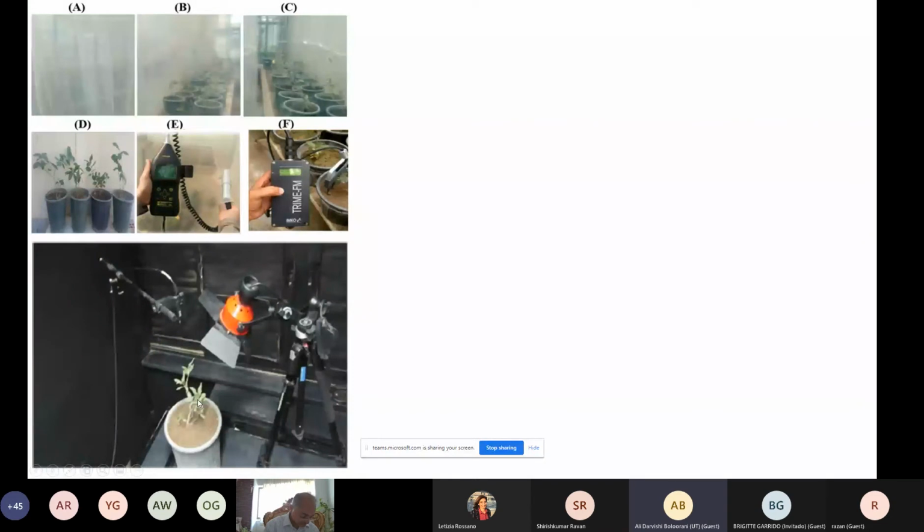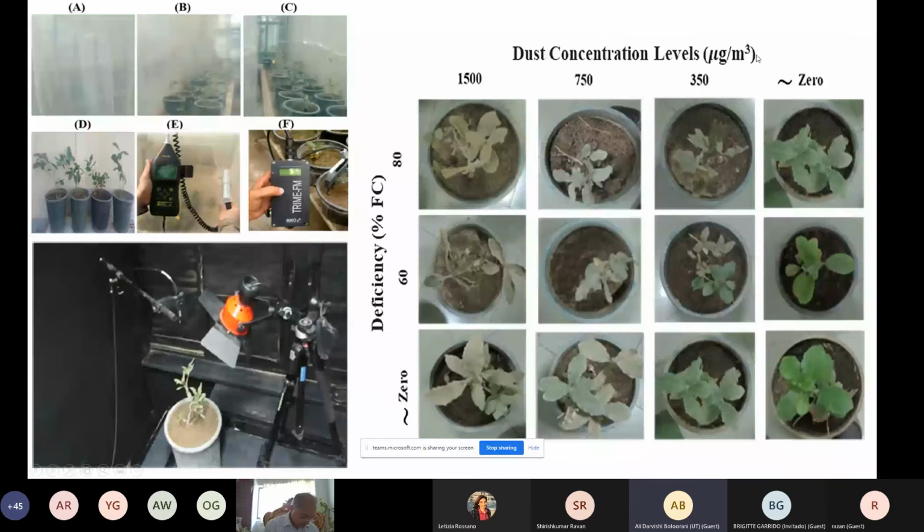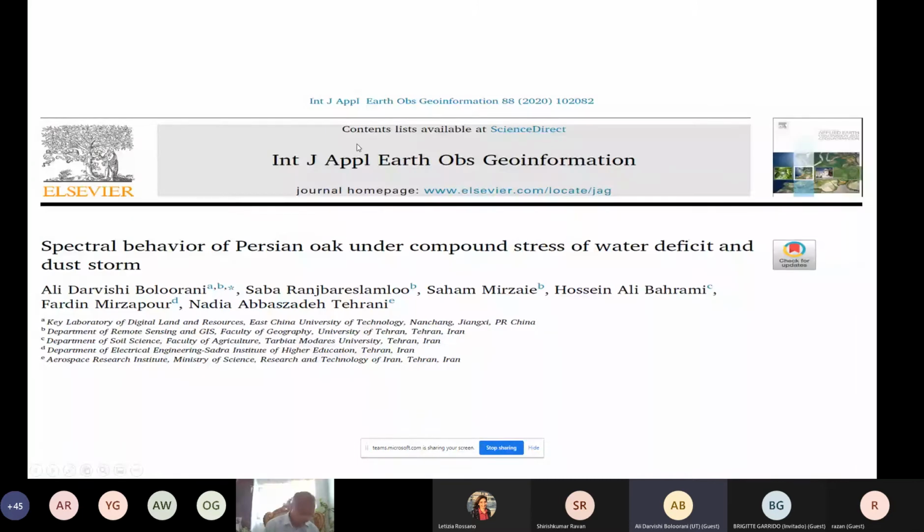As you can see here, different concentrations of dust from 0 to 1000 micrograms per cubic meter show different behaviors compared to the fresh leaves. The results of this project have also been published in the International Journal of Applied Earth Observation and Geoinformation. Okay, I'm going to talk about vulnerability.